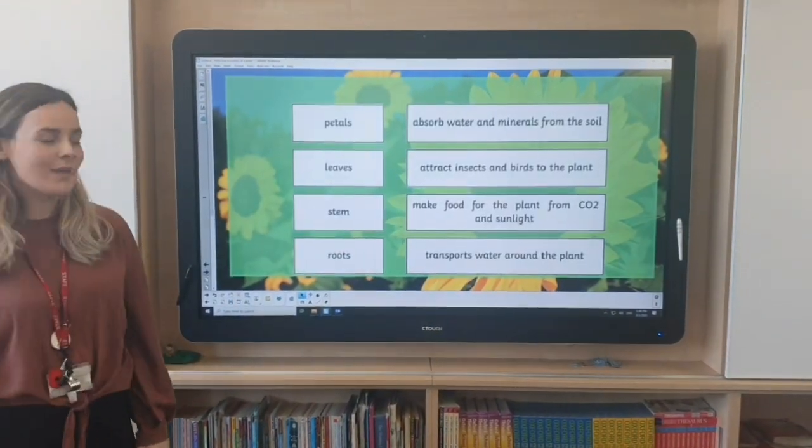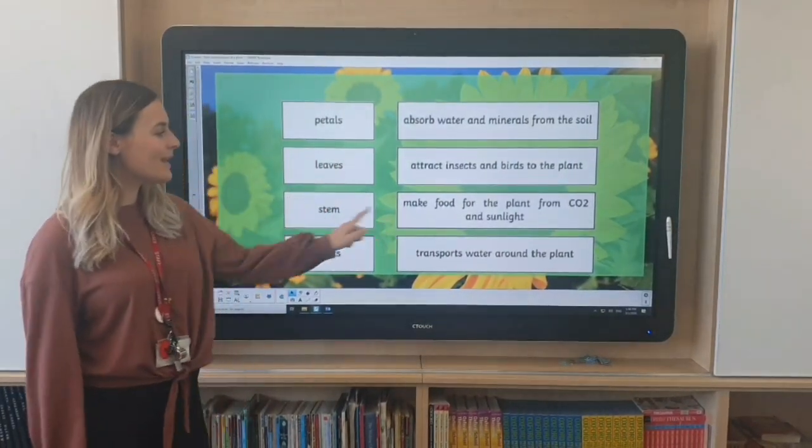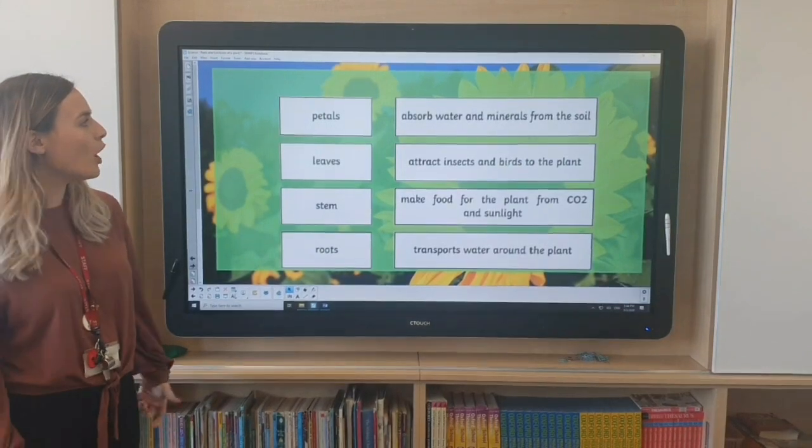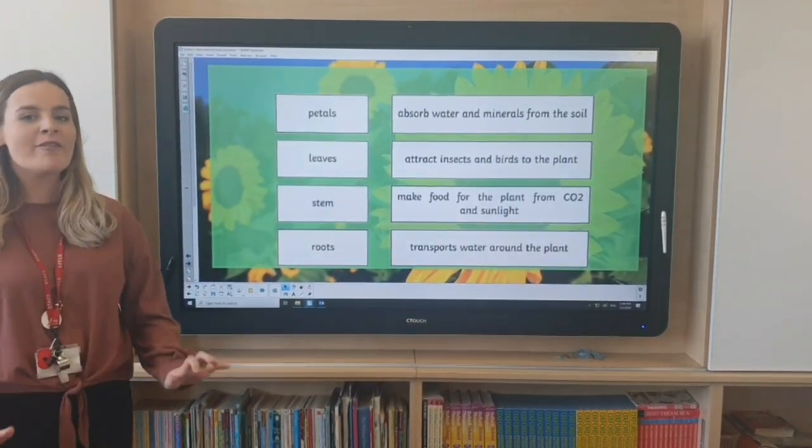So to start off with, I want you to pause this video and see if you can remember what links up with what. What job do the petals have? Do the leaves have? Give yourself about 5 minutes to do that.